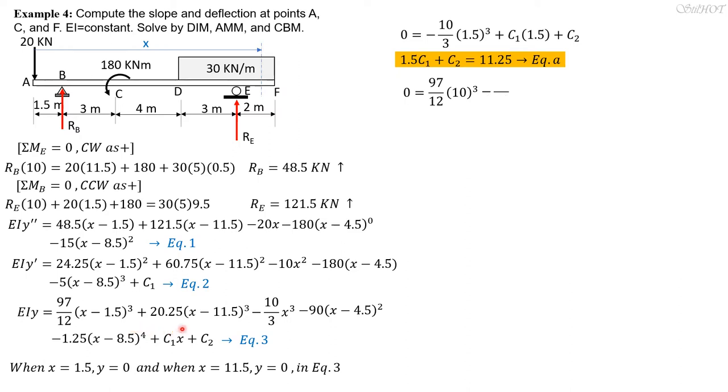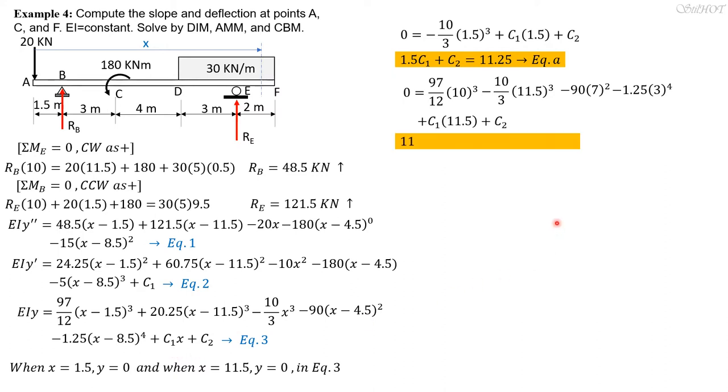Then this is 0. So minus 10 over 3 times 11.5 cubed, minus 90 times 7 squared, this is 7, minus 1.25 times 3 to the fourth, then plus c sub 1 times 11.5 plus c sub 2. So simplifying this equation, we have 11.5 c sub 1 plus c sub 2 equals 1497.5.